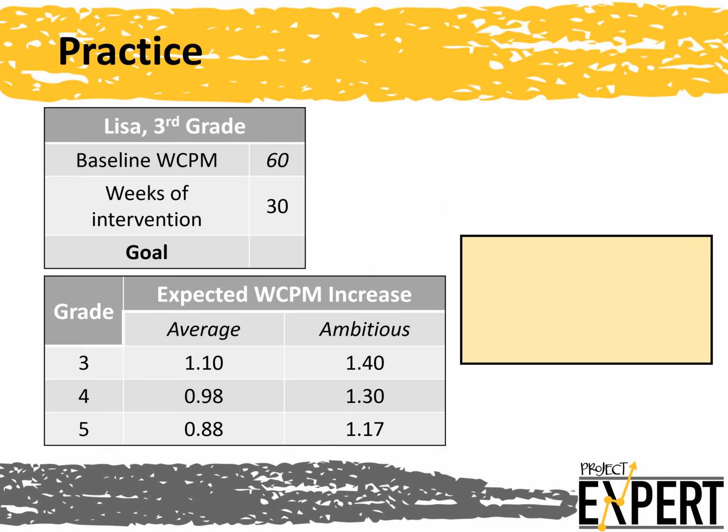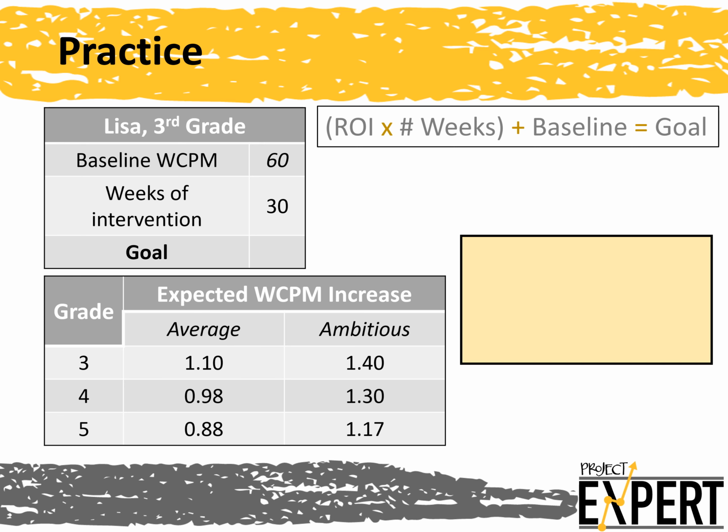Let's practice. Imagine you're working with Lisa, a 3rd grader in your reading intervention group. It's November when she joins your reading group, and her most recent ORF data showed her reading 60 words correct per minute. You know that by the end of the year, the benchmark is 114 words correct per minute. You don't think that goal is individualized enough for Lisa, but you still want to set an ambitious goal. Using the formula and the information on this page, pause now to calculate the goal on your own.